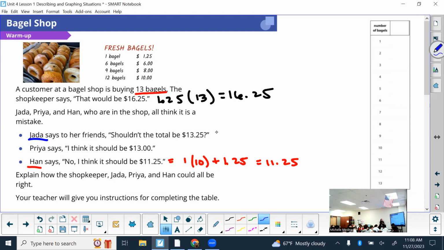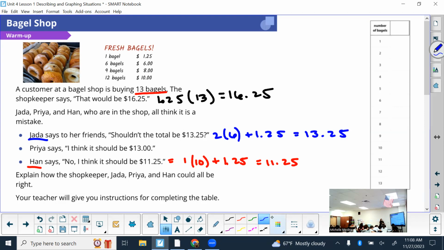Oh, she bought the six pack of bagels, and then okay, so how much do the 6 packs cost? So since she's buying two of them, we're going to multiply, right? So she's spending $12 on the first 12 bagels, and then for the 13 bagels total, plus one more, which costs $1.25. So that does give me $13.25. That is how Jada is right.